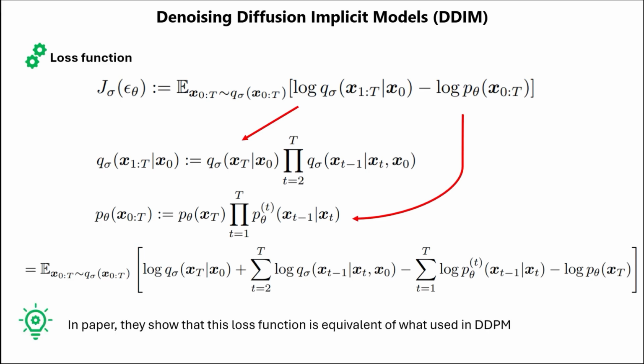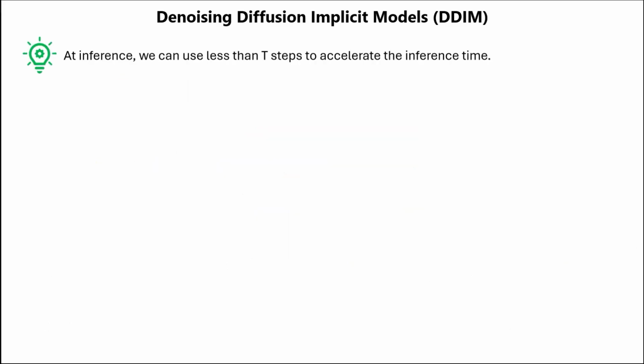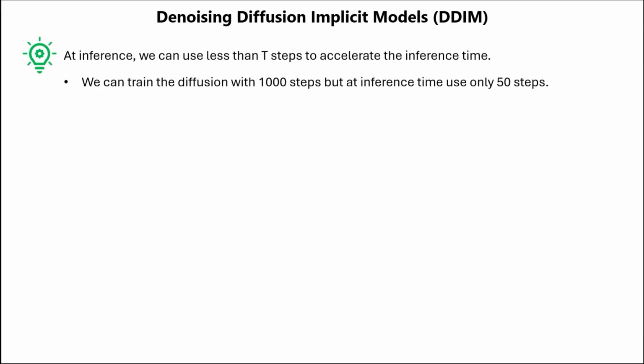But notably, in the paper they show that this loss is equivalent to what's used in DDPM, and therefore we don't really need to train our diffusion model using DDIM. We can train it using DDPM, which is kind of easier, and those should be the same. So now you might wonder, okay, if they're achieving the same thing, what's the point of using DDIM? The point is that at inference, we can use fewer than T steps to accelerate the inference time. Like we can train it in 1,000 steps, but at inference time, we use something like 50 steps.